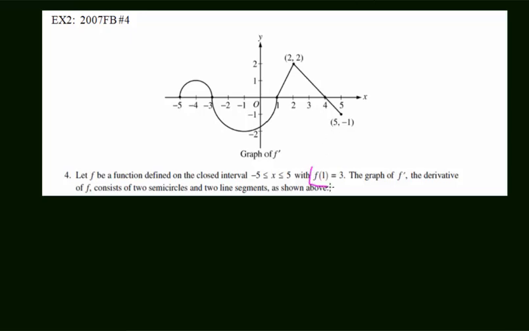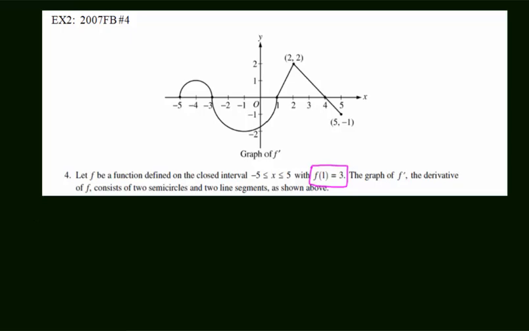So this little bit of information right here is going to be extremely valuable. f of 1 equals 3. There's no way of knowing that. They have to give us some condition. Going to use the closed interval test.